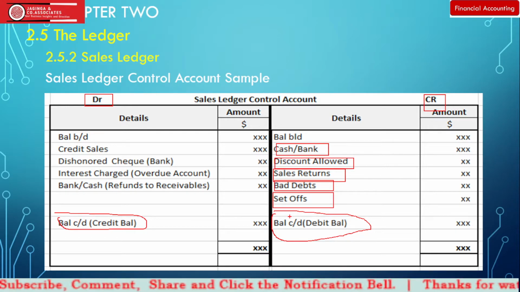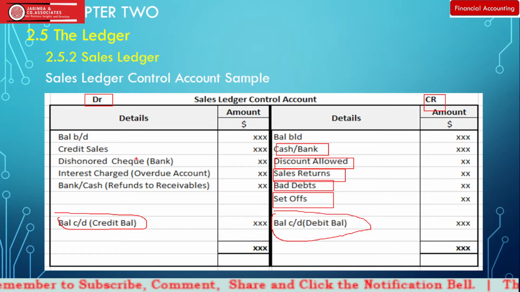But again, somebody might ask you, what are the sources of information for the sales ledger control account? Where do we get this information? Here we have the balance carried down, or rather the balance brought down. The balance brought down will be gotten from the previous balances of the individual accounts of debtors of the previous period.